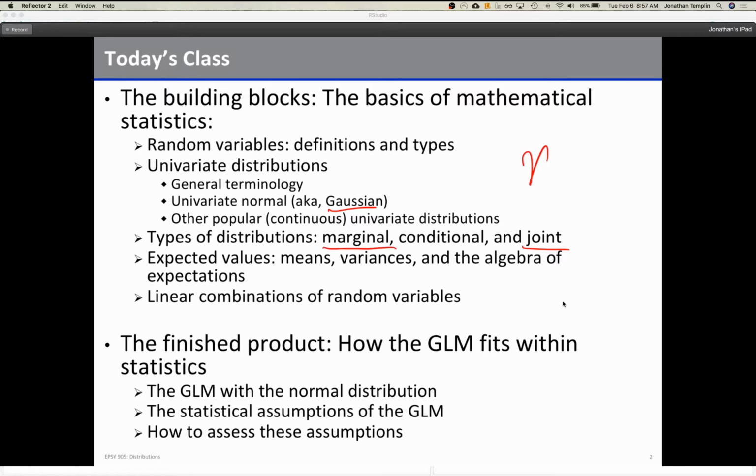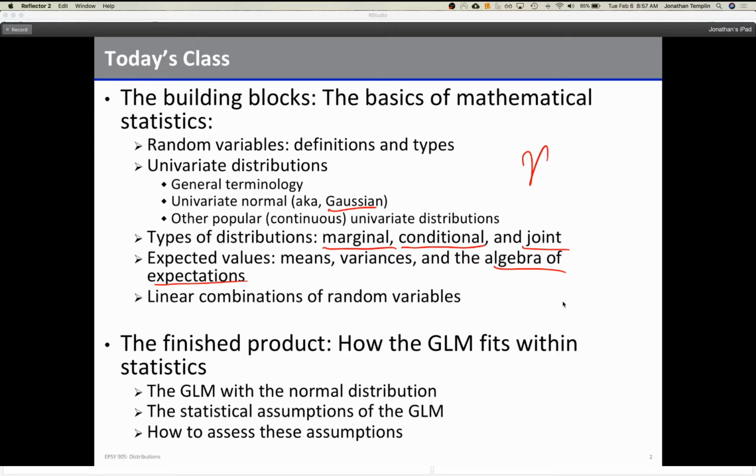Marginal being univariate, or marginalizing across some other variables, and conditional being something like you talk about with a linear regression. We'll also get into expected values, means, variances, but more importantly, the algebra of expectations. This is the part that underlies why, for instance, the GLHT function has to be used to figure out the standard error of linear combination of your betas in a linear model. So that's where we're going.